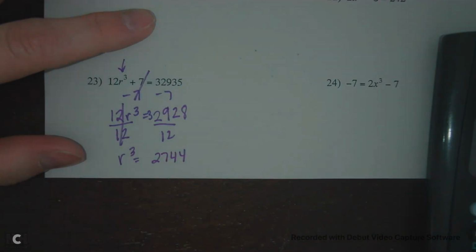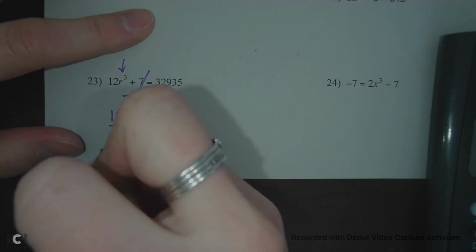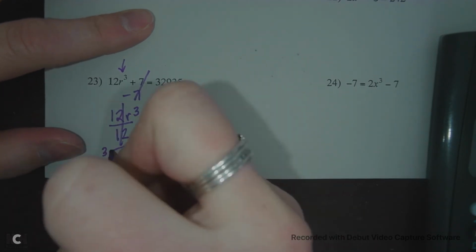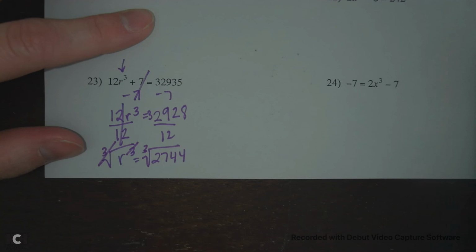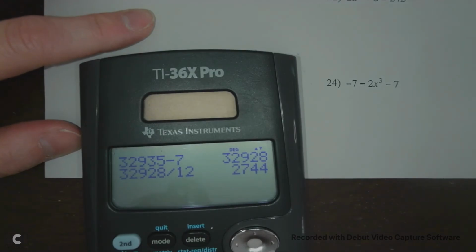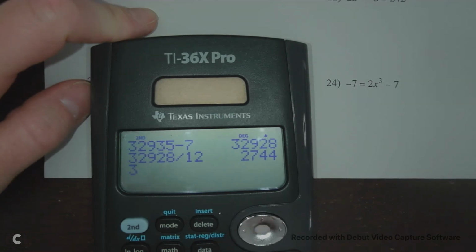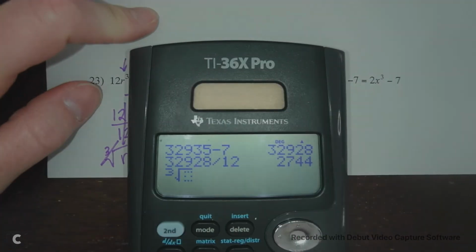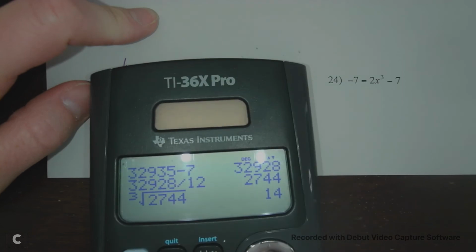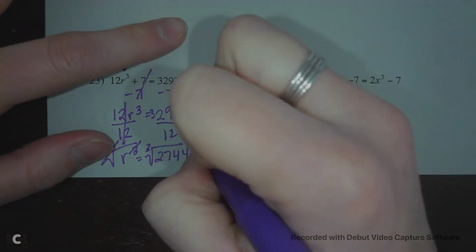Now in order to get our r, so this is our volume, we have to do the opposite of cubing something, which is cube rooting. What we do to one side, we do to the other. Okay, so that means we have r left over, and it's going to be positive because the volume was positive. So 3, second x with the boxy button, and we type in 2744, and we get 14. So this time our answer is 14.